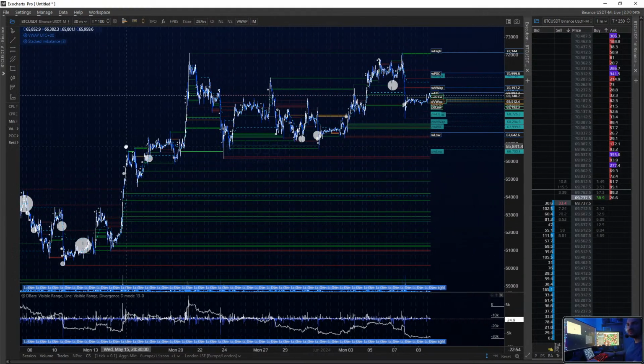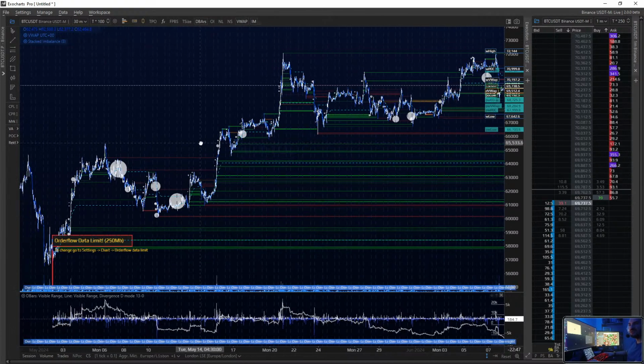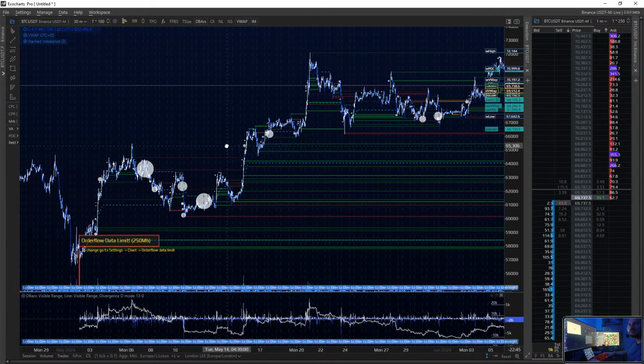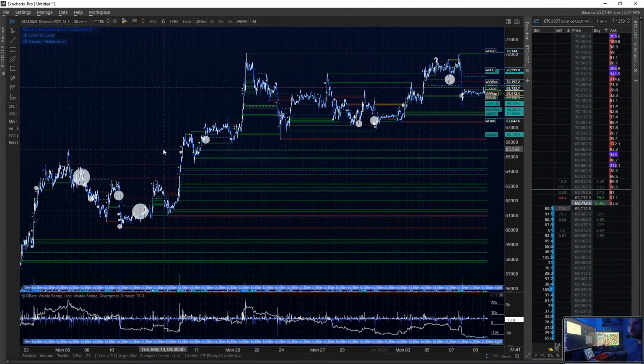Oh man, there are so many. I can't even read more than that. I know that they are green. Green stacked balances generally mean support, but I think that this is going to generate a long squeeze.